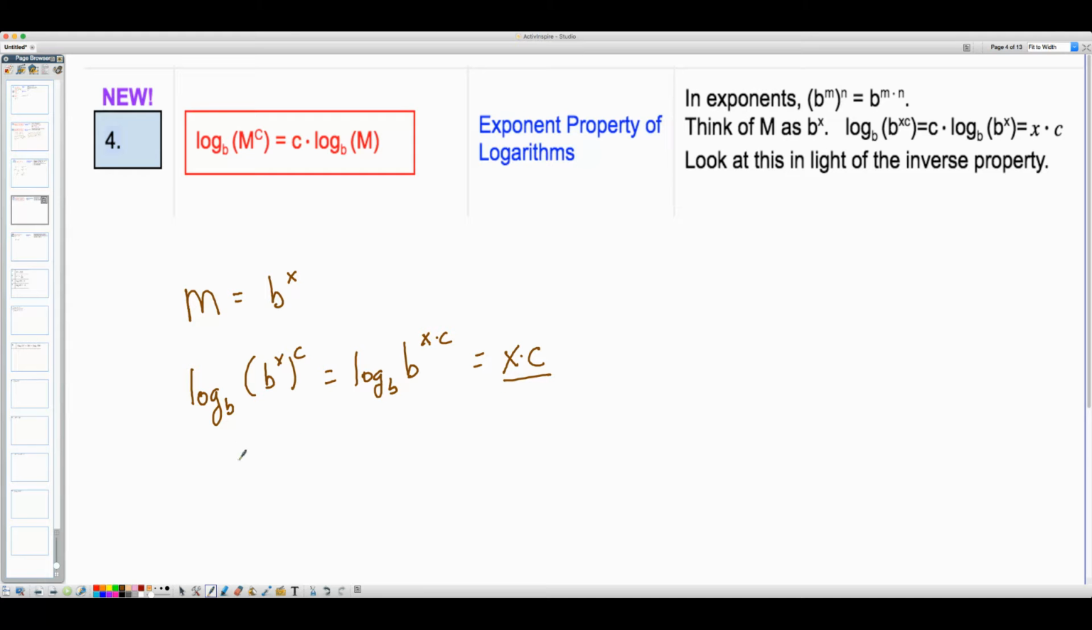Now, if we look at this in the light of the inverse property, the bottom line is I can bring this c to the front and it does not change the value of the equation. And that's where this property of exponents comes from. That's where this comes from.